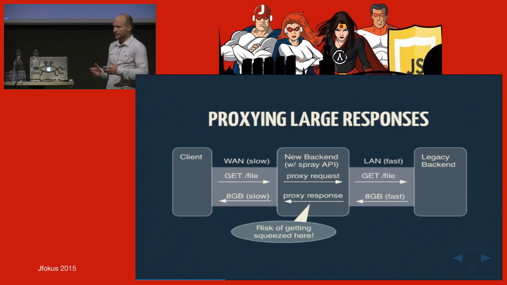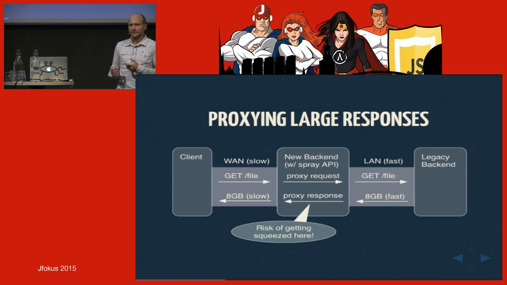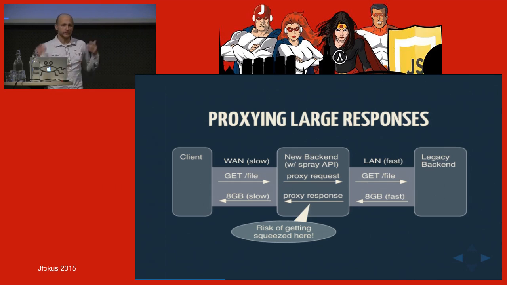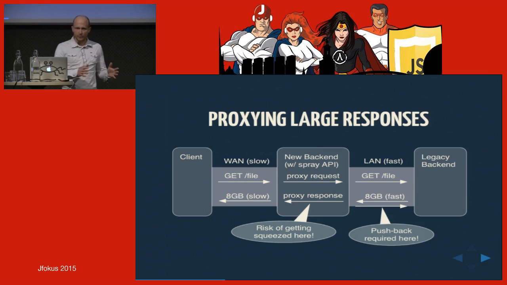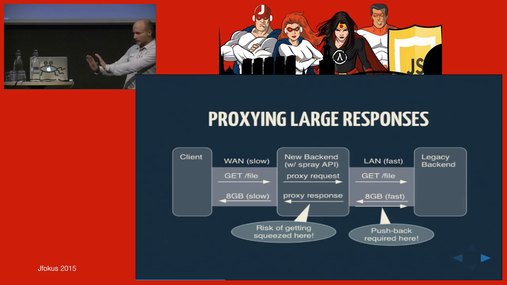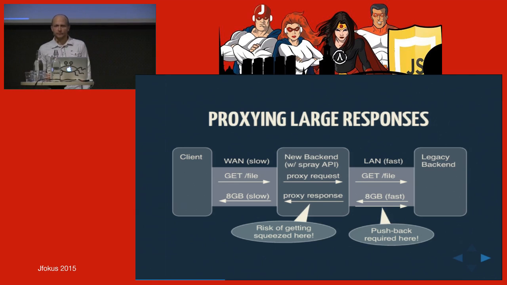Now why is that? Because if we're on the same 10 gigabit LAN as the legacy backend, but our client is in New Zealand and the response is really large, well, the client is the one who dictates the speed with which we can actually send the response, but the legacy backend will just dump this large response on us through the network, and we're getting squeezed in the middle. So we need pushback. We need to somehow slow down the legacy backend, because I'm needing to spoon feed the client in New Zealand at 20K per second, and I can't take any high bandwidth stuff.